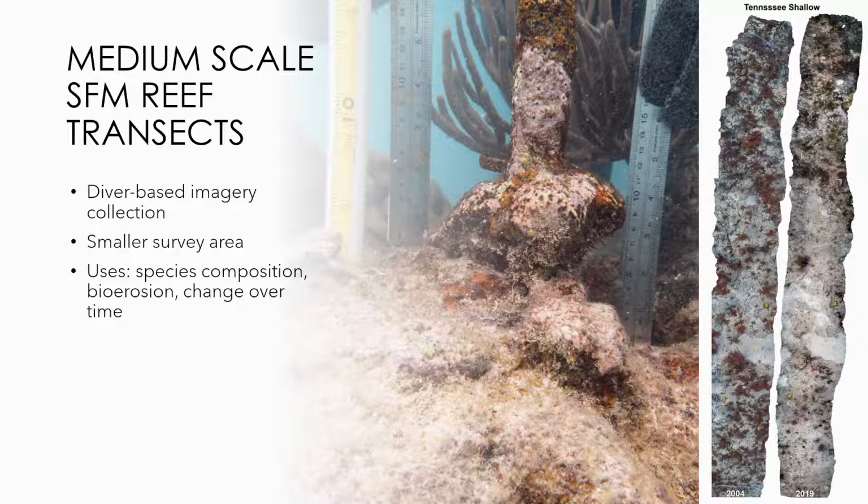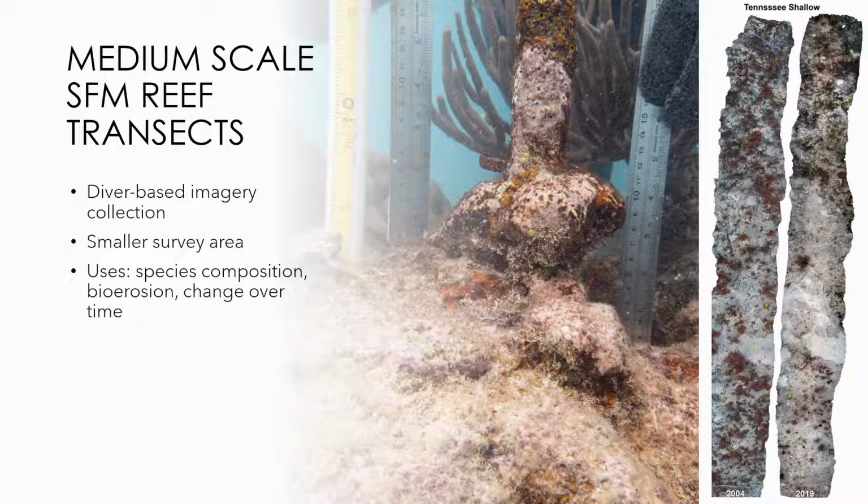Medium scale structure from motion project. Imagery is collected by divers swimming 1 to 2 meters above the reef with a handheld camera setup. These camera systems can be as simple as a GoPro or point and shoot, to more complex like a DSLR camera. We survey permanently installed transects, usually 10 to 20 meters long. This imagery has been collected consistently for about 10 years to assess change over time. The image on the far right shows one of our transects monitored in 2004 and again in 2019. This project has a smaller survey area but higher quality imagery.